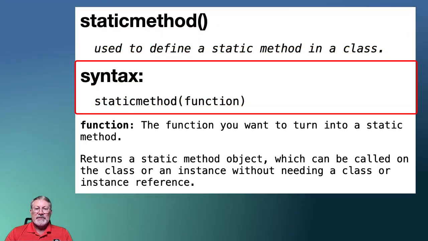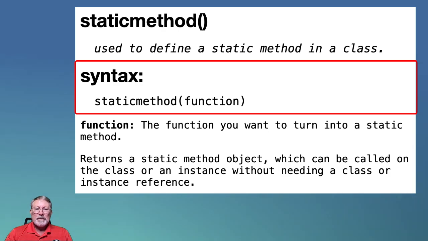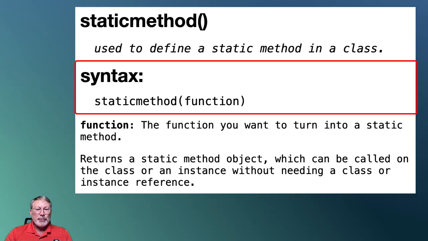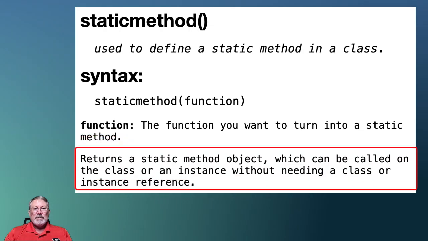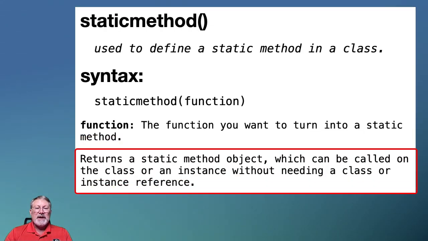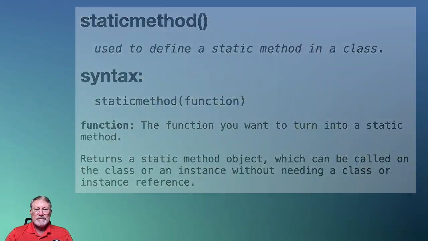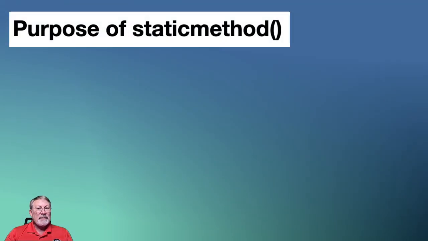Here's the syntax: staticmethod with function as a parameter. The function parameter is the method that you want to be converted into a static method. The result is a static method which can be accessed using the class or its instances without any additional arguments like self or cls.